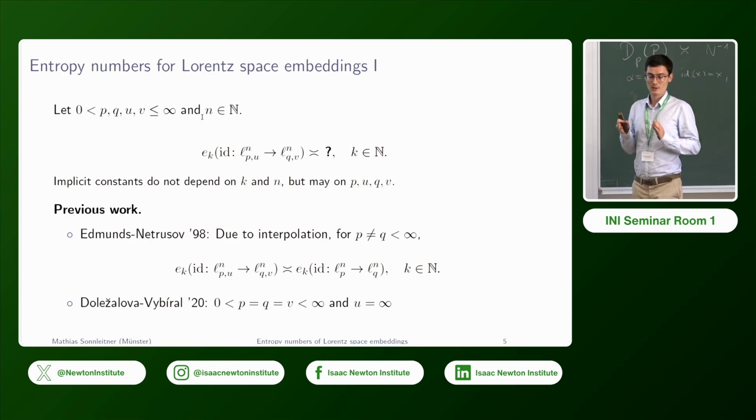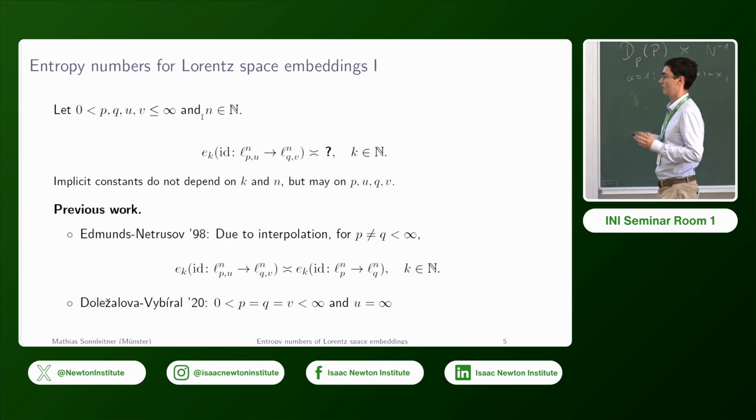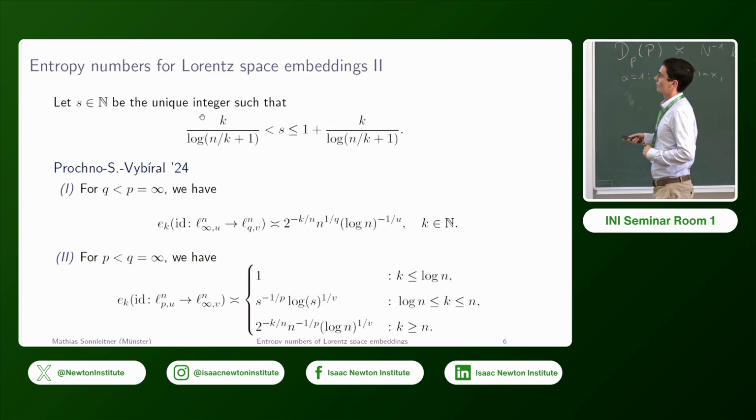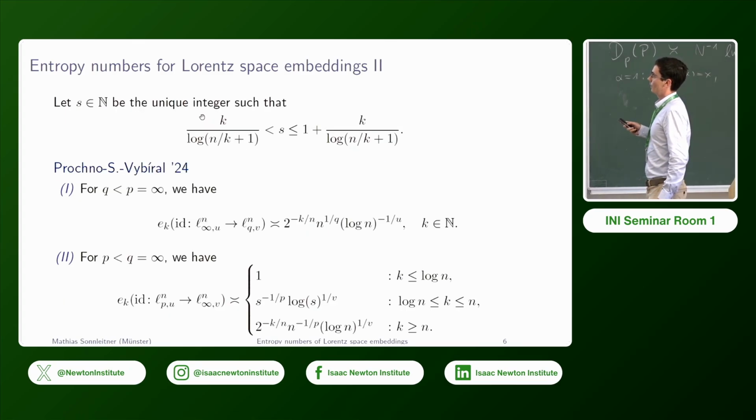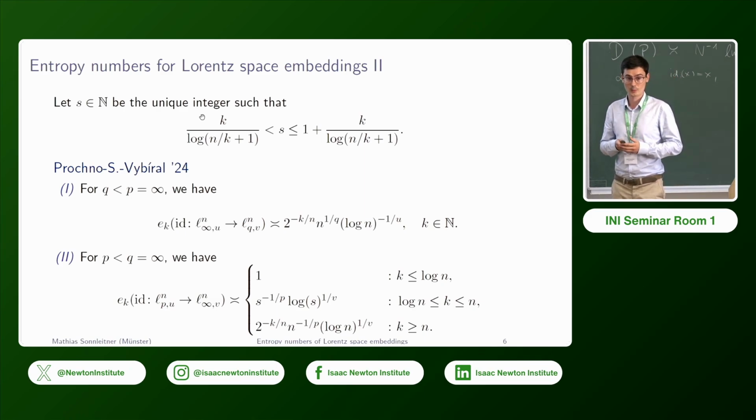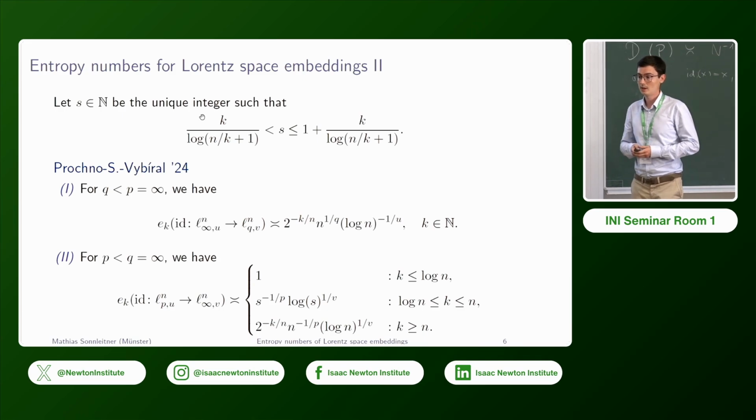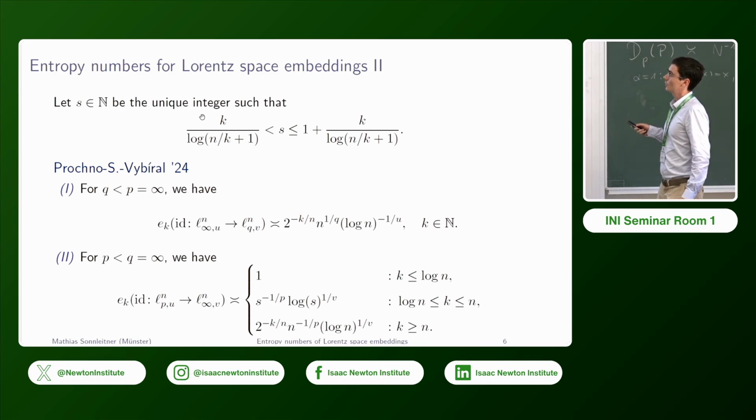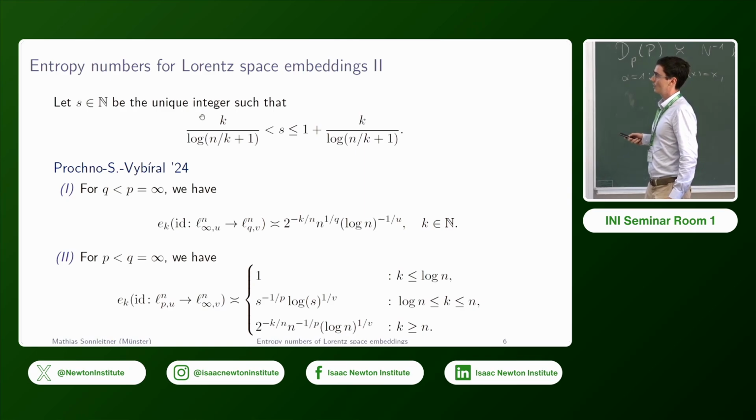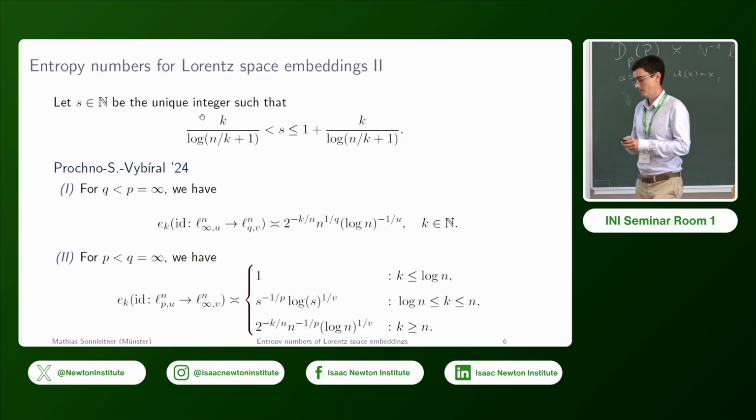So first, p not equal to q, where we have different cases. I will present to you now what can happen here. First of all, we look at the following choice of s, an integer which is of order k divided by log(n over k plus 1). This already appeared in the behavior of the entropy numbers for LP spaces in this interesting range. If we take this s and look at the following cases: case 1, p is equal to infinity, we obtain this uniform behavior. For q equal to infinity, we obtain these three different cases here with logarithms of s.